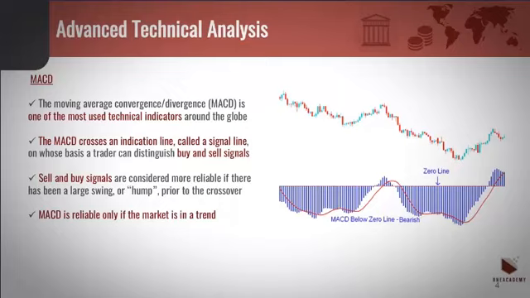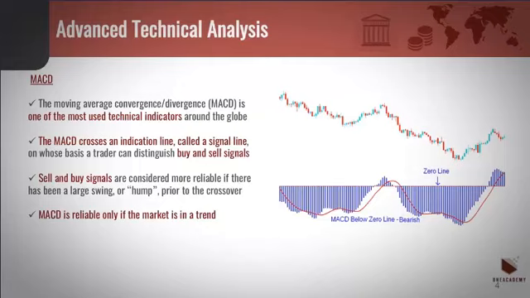MACD. The moving average convergence divergence, MACD, is one of the most used technical indicators around the globe. MACD is calculated in a complicated way. It takes an EMA on the EMA. What is more important, the MACD crosses an indication line called a signal line.